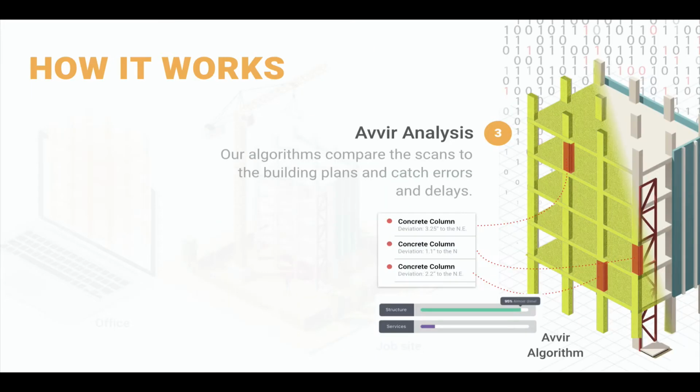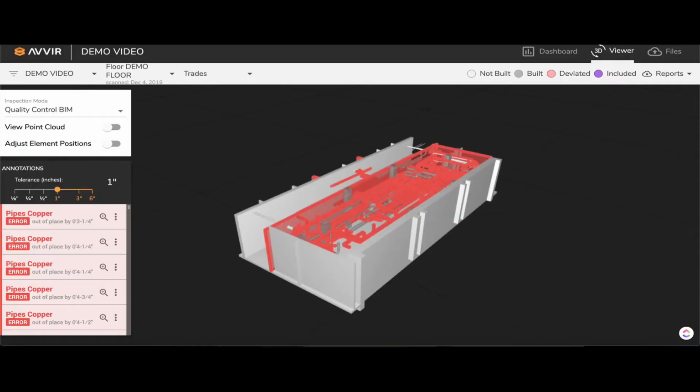Once the point cloud is uploaded, our algorithm gets to work comparing the point cloud to the BIM you've provided. We then show you the results of our algorithm in the customer portal. In this video, we'll focus on the results of Avvir's deviation analysis.